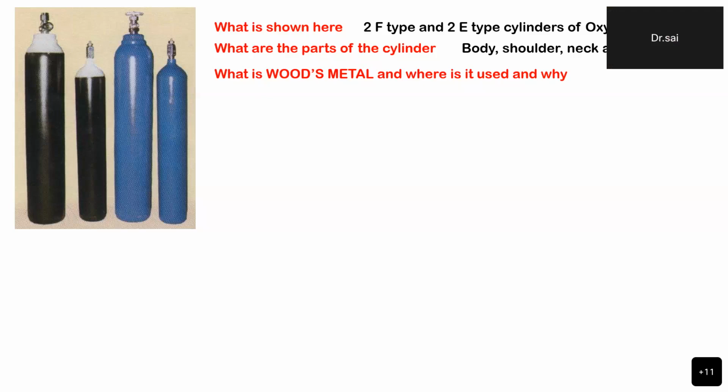So to prevent that, what they have done is they have used the Wood's metal in this position where you screw the valve portion into the neck of the cylinder, and this Wood's metal is sensitive to temperature. It will melt and it will leak the gas.